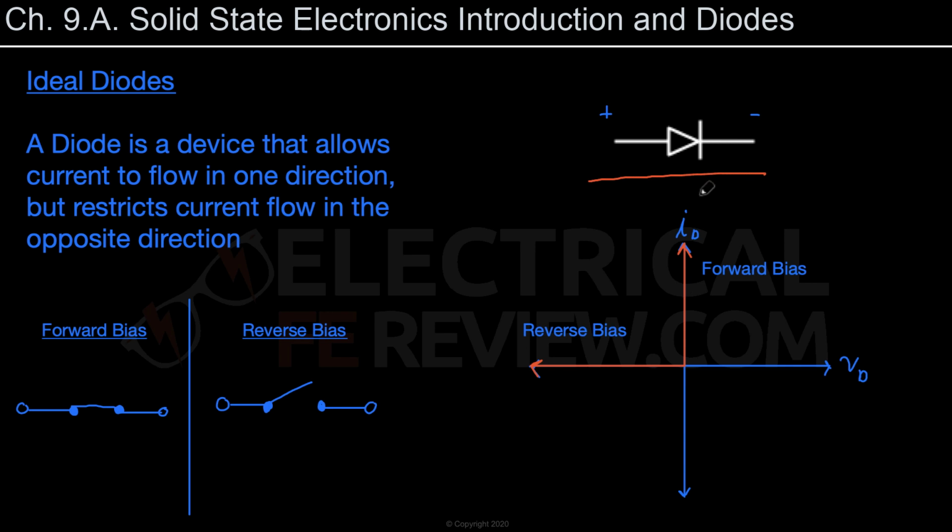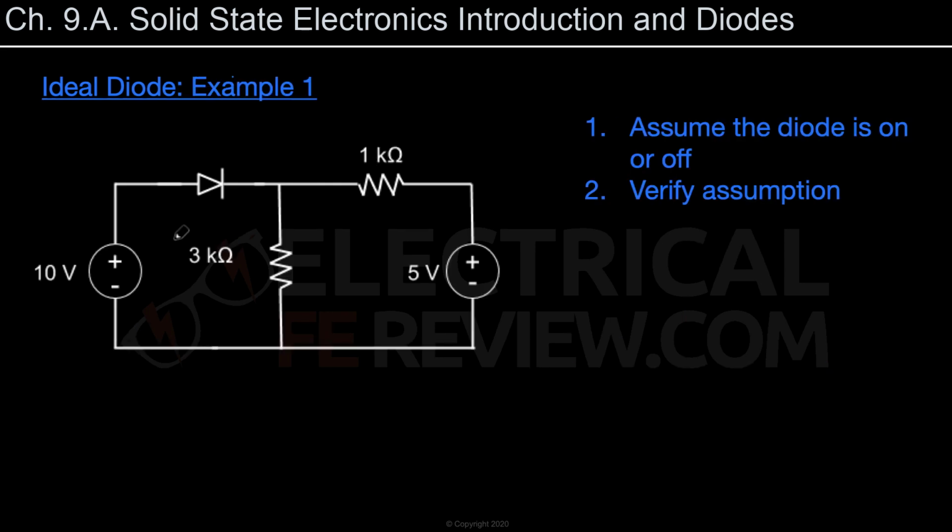Now we're going to go over a problem that involves a diode. Okay, so here is a problem, and as you can see, there is a diode here. What we want to do is find the current that passes through the diode. So the way that we're going to do that, the first step is we're going to assume whether the diode is on, meaning that it's in forward bias, or we're going to assume that the diode is off. And then we're going to verify our assumption to make sure that we're right.